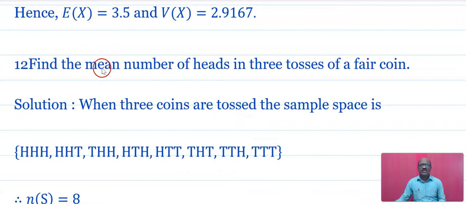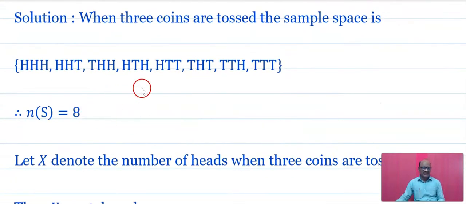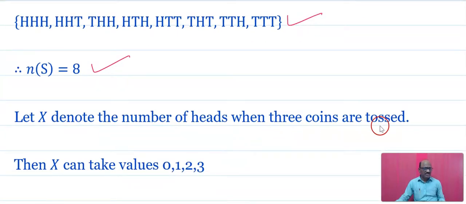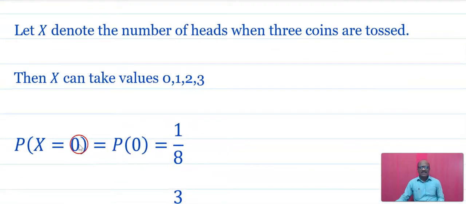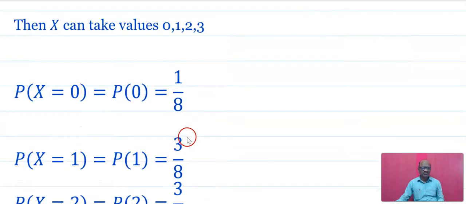Next problem: find the mean number of heads in 3 tosses of a fair coin. Solution: when 3 coins are tossed, the sample space is, as you know from the 10th standard, n(S) = 8. Let x denote the number of heads when 3 coins are tossed. The number of heads can be 0 heads, meaning all are tails, then 1 head, 2 heads and 3 heads. For 0 heads, P(X = 0) happens 1 time, that is all are tails, and its probability is 1/8.